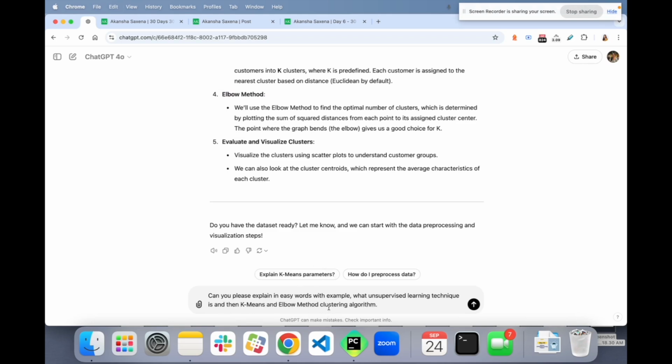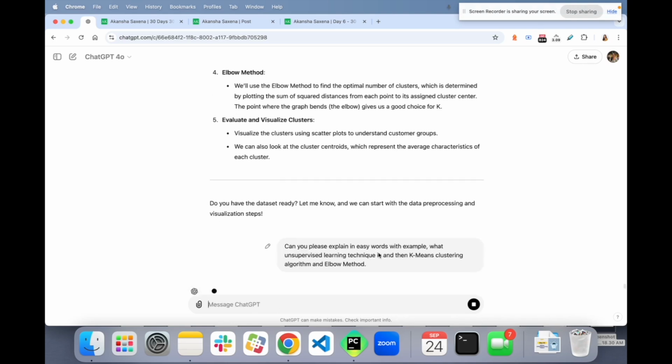Elbow method. So I have asked ChatGPT to explain to me what the unsupervised learning technique is, then the k-means algorithm, clustering algorithm, and elbow method. And then after this we will visualize, and we have been doing this step for all our previous problems. So let's understand these jargons.